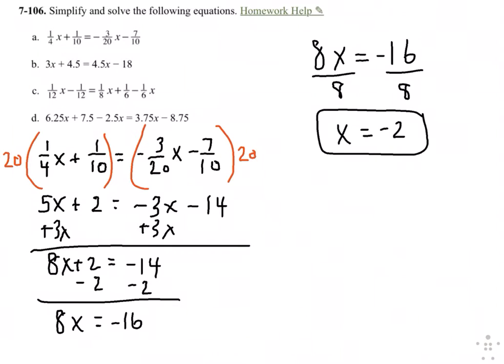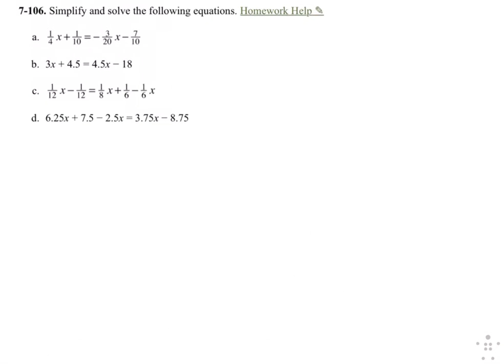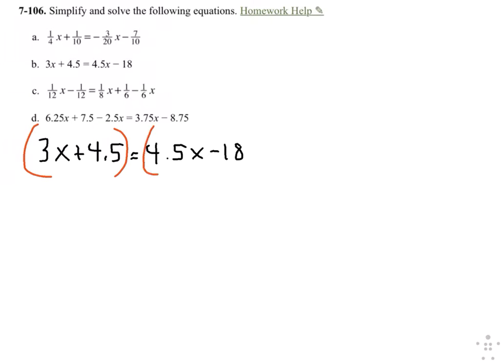Of course, on a test, we would substitute in and make sure that's correct. Okay, for B, we have 3x plus 4.5 equals 4.5x minus 18. Decimals, you could get rid of them. We could multiply both sides by 2. They're no easier than fractions, so let's just get rid of them. You don't have to, but I get 6x plus 9 equals 9x minus 36.